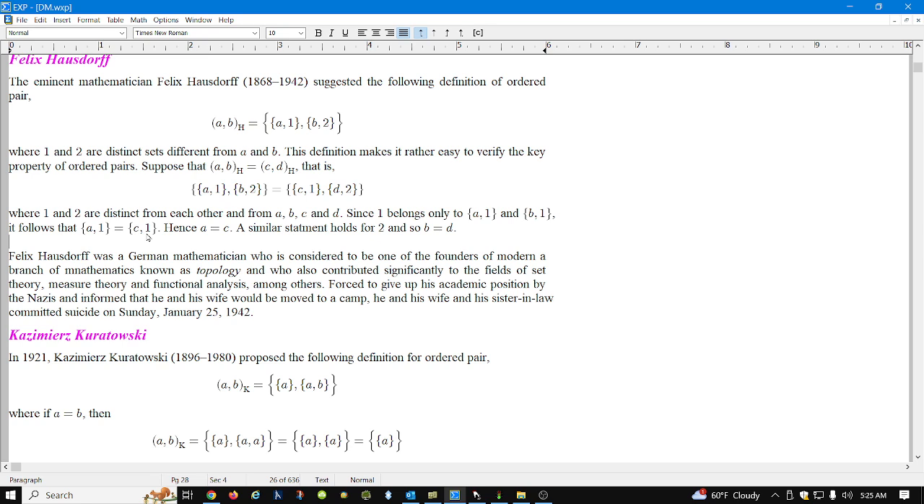Unfortunately, this is a very sad story, he was forced to give up his academic position during World War II by the Nazis. And he was told that he and his wife would be moved to a camp. So he, his wife, and his sister-in-law committed suicide on Sunday, January 25th, 1942.